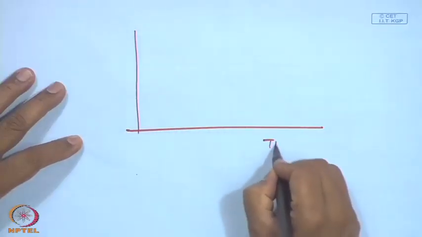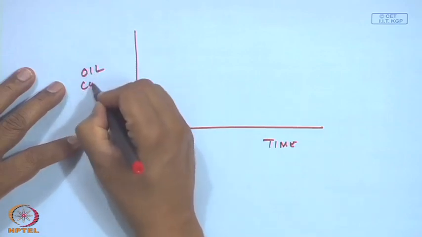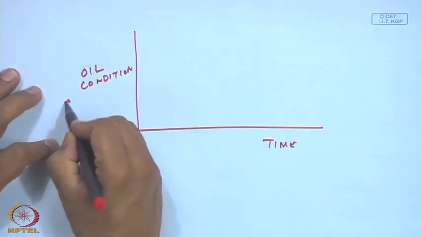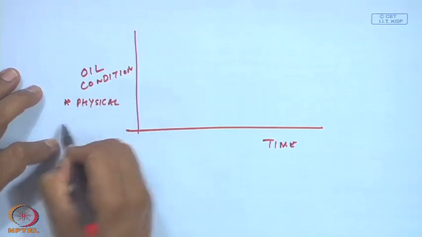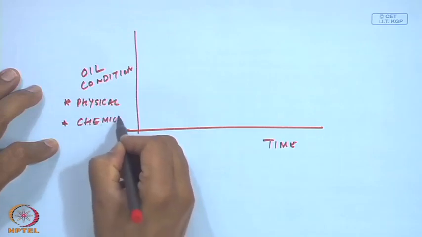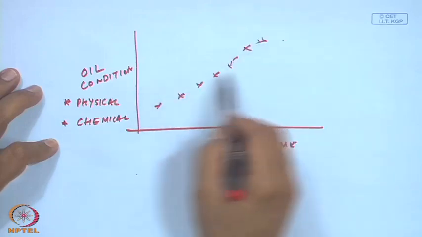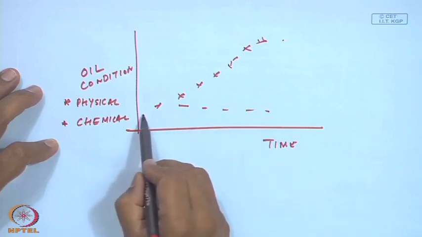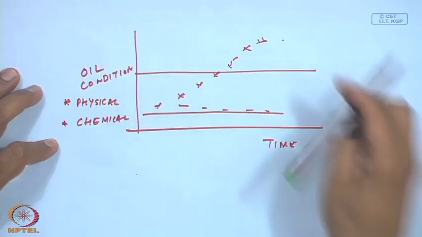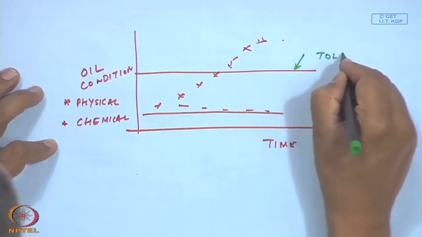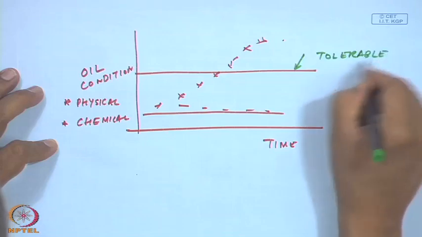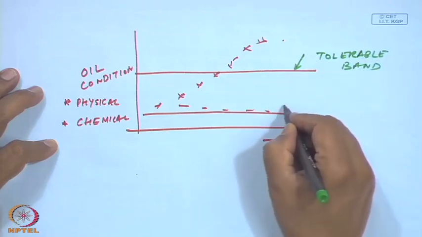So, this is the most important preamble, and this is why we do oil analysis: to find out the machine's health condition. With time, the oil condition could change in many ways, like we have some physical properties and some chemical properties. They may increase, or it could be the other way also. So, between a tolerable band, this is the tolerable band. These two are the tolerable bands.